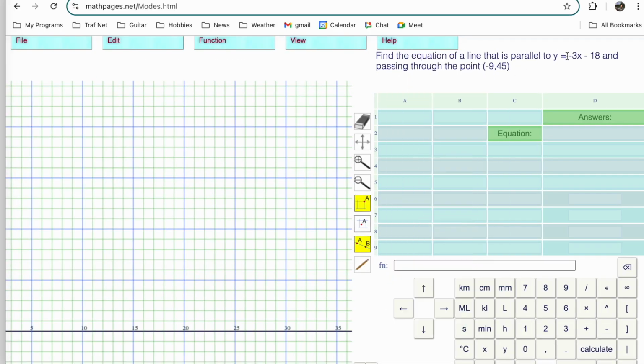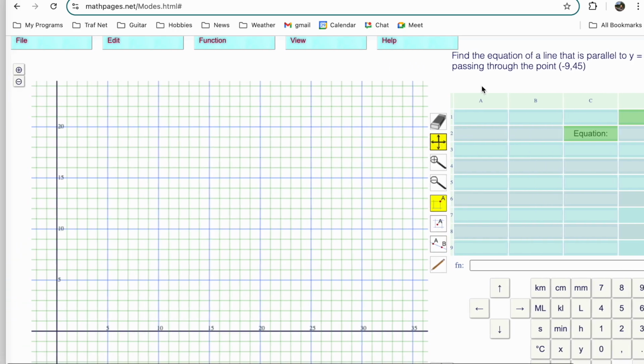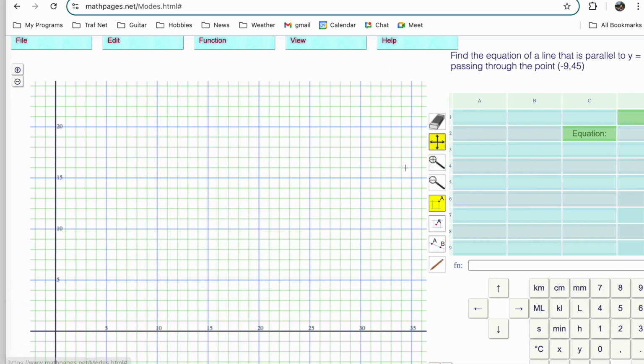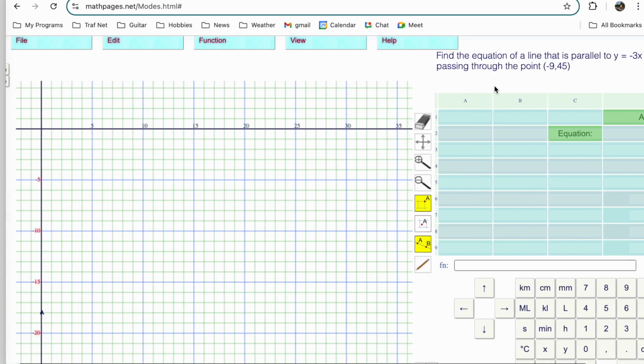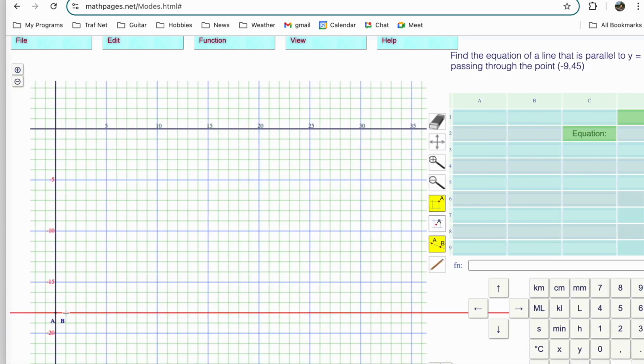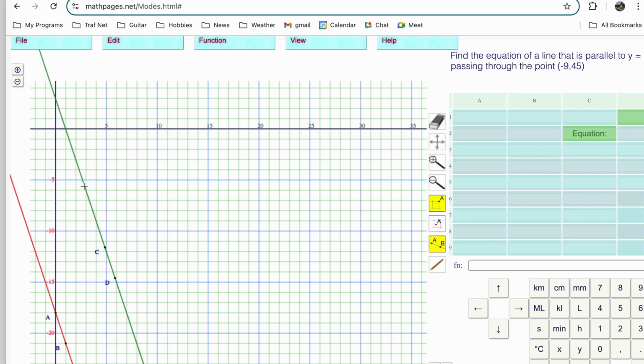Find the equation of a line that's parallel to y equals negative 3x minus 18 and passing through the point negative 9, 45. If we graph that, y equals negative 3x minus 18, so it's passing through minus 18. The slope is negative 3, so that's negative 3 over 1. Move over 1 and down 3. 1, 2, 3. We want the new line to be parallel to this line, so I'm just going to hold down the option key and drag a new one. Wherever I drop this, this is going to be parallel. And I just want to make sure that it's passing through negative 9, 45.